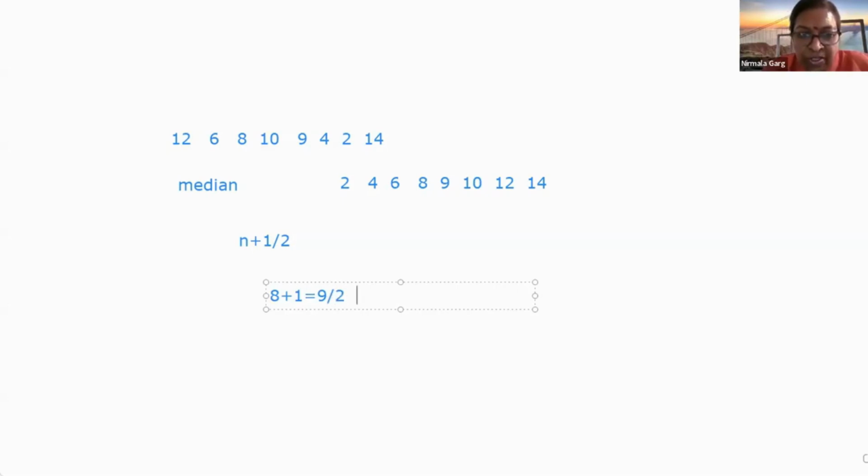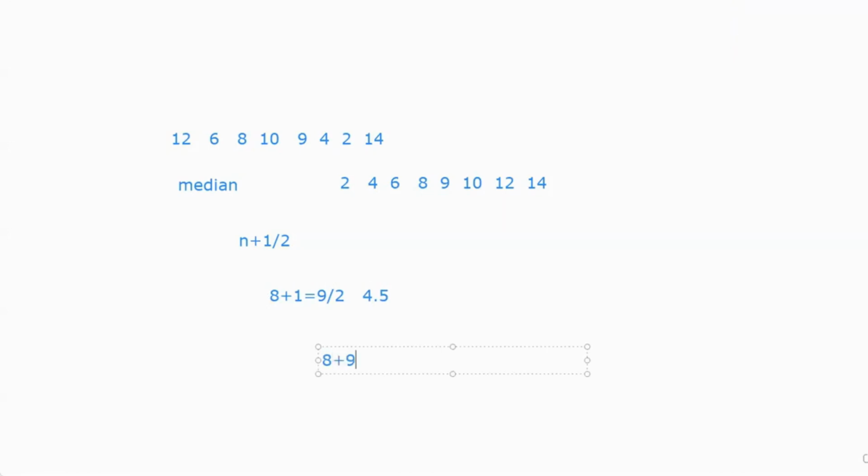So it will be 4.5. That means your median is between the 4th and 5th values, 8 and 9. So your median is 8 plus 9, which is equal to 17, divided by 2, which is equal to 8.5.